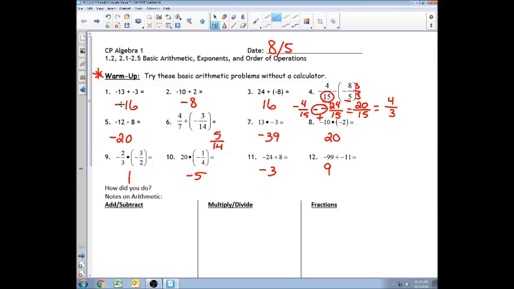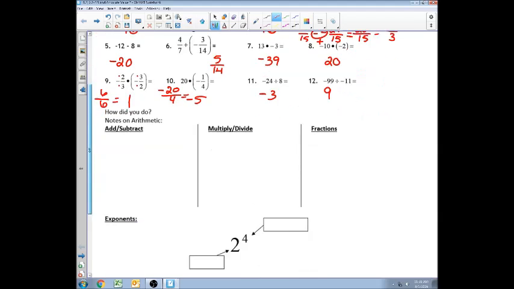Number 9, we're just going to multiply straight across. So it would be the negative 2 times the negative 3, which would get me positive 6, over 3 times 2, which would get me positive 6. Well, 6 over 6 would equal 1. 10, you would just take the 20 times the negative 1. It would get you negative 20 over 4. That simplifies to negative 5. If there are any other questions on any of those, please make sure you raise your hand and ask.